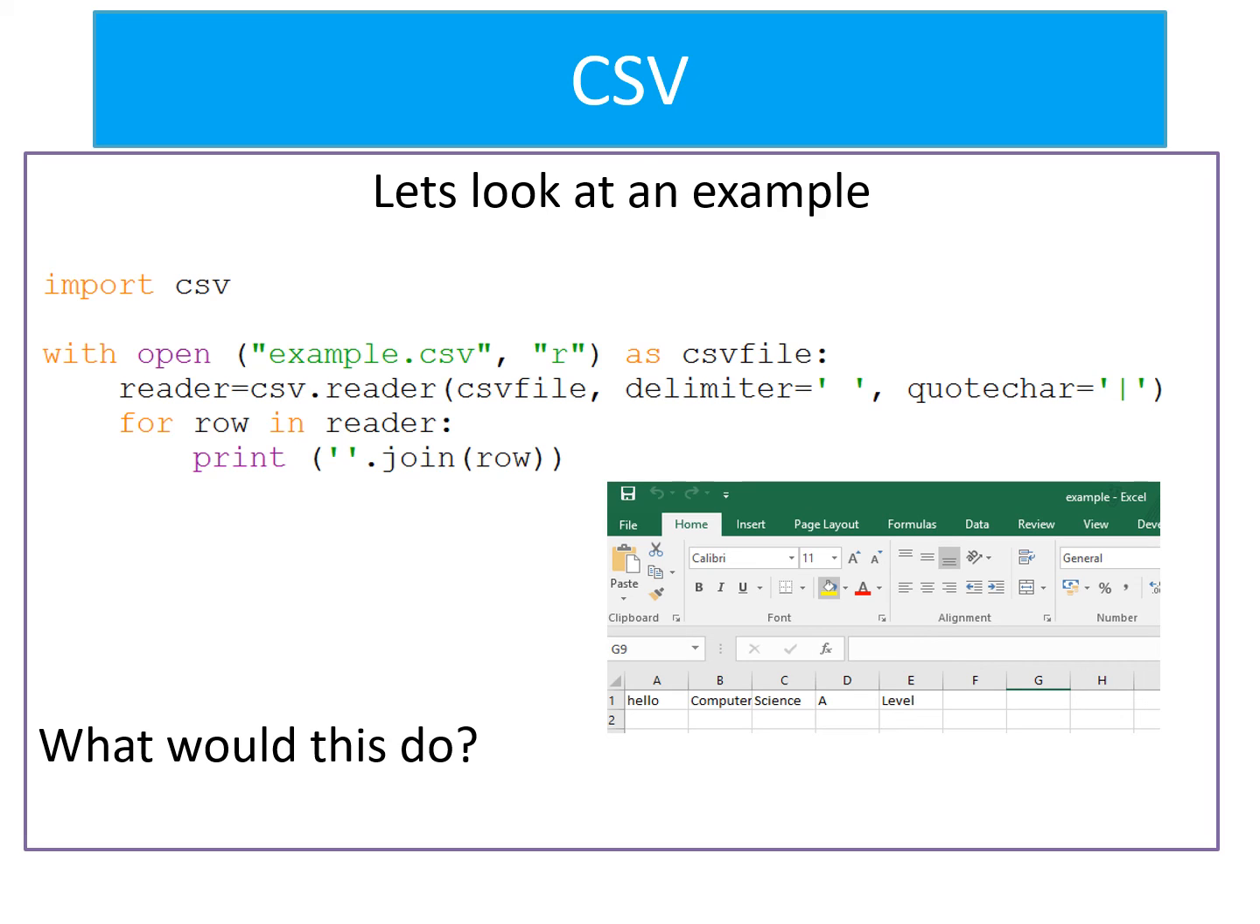And then we have an iterative loop, for row in reader. Reader, remember, is our variable name that we've made, and row is going to be for each row in our file. And you can see how we're printing and joining those rows. Try this code and see what happens when you don't use the print join.